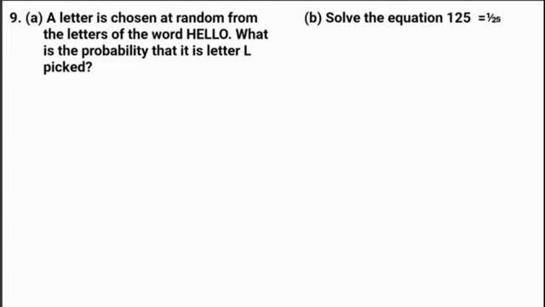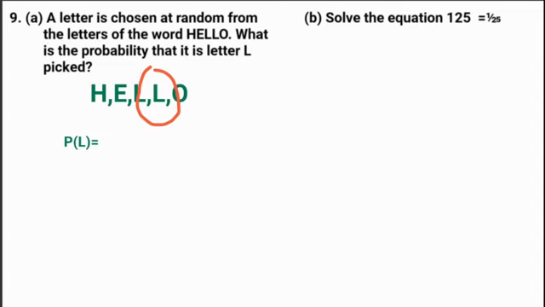So what we're going to do is rewrite this word, not as an entire word, but as letters. As you can see, the word hello has got 5 letters. Now we are asked to find the probability of picking letter L. From these letters, we're going to identify the number of L's in this word.